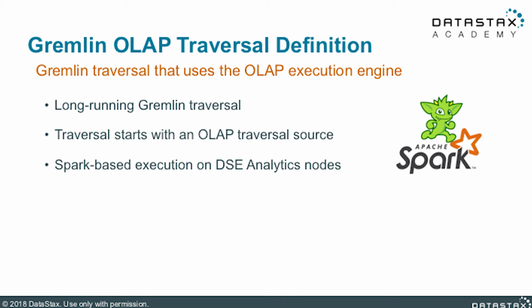A Gremlin traversal can be executed using either the real-time OLTP engine or the analytic OLAP engine. The latter execution results in a Gremlin OLAP traversal. Gremlin OLAP traversals are still written using the same standard Gremlin graph traversal language, but they do start with an OLAP traversal source and execute as Spark jobs on DSC analytics nodes.